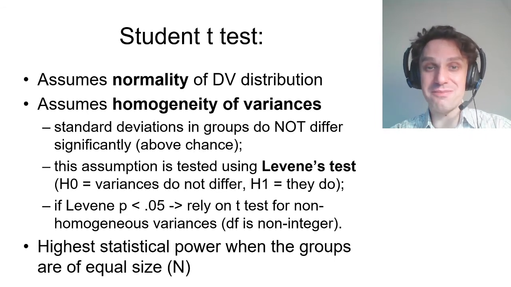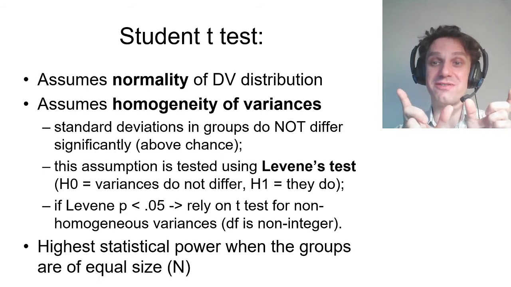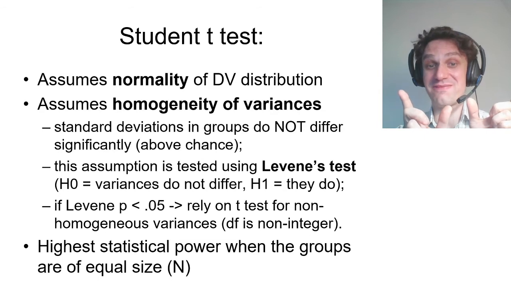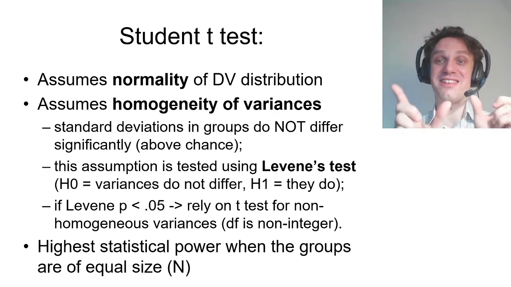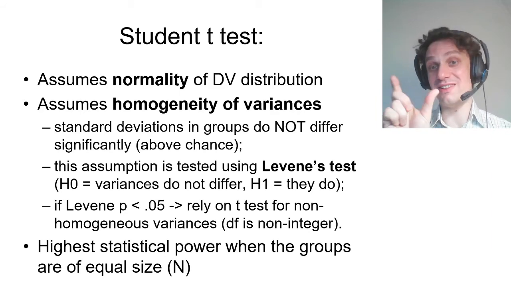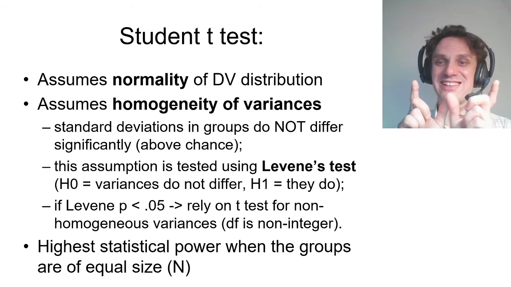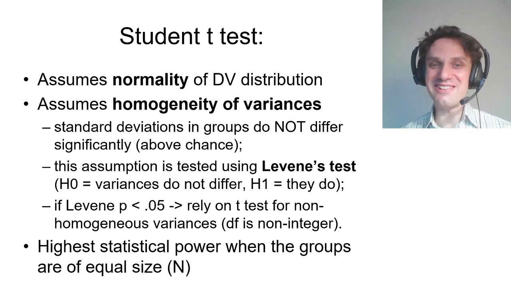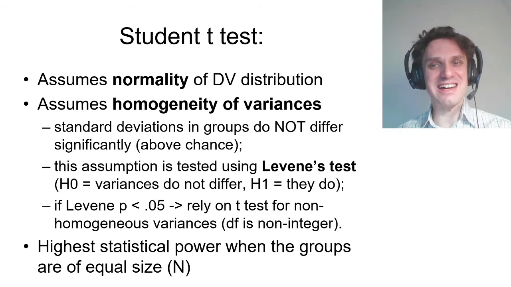And another assumption is called homogeneity of variances. It is an assumption that standard deviations or variances in those groups do not really differ very much. So if standard deviations in your groups are comparable, you probably have no problems. But if in one group you have a standard deviation of 1 and in another group it's 10, then definitely you might have a problem.